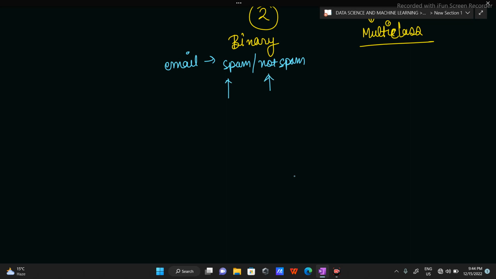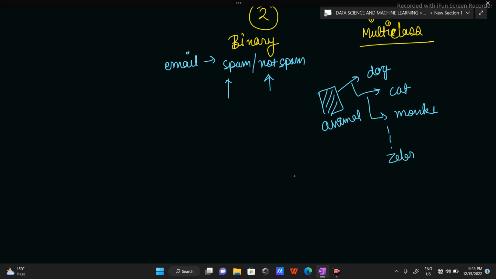Whereas if I have a problem like this, I am given an image of an animal, and my model has to predict it is a dog, a cat, or something like a monkey, or another animal like a zebra. So there are multiple outputs. In such problems we say these are multi-class classification problems because we have multiple classes like dog, cat, monkey, zebra. But in the other one we have only two classes, either it will be spam or it will not be spam. So this is a binary classification problem.